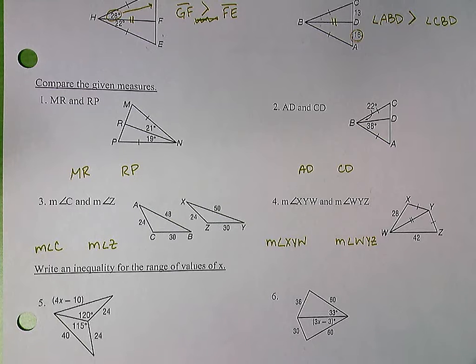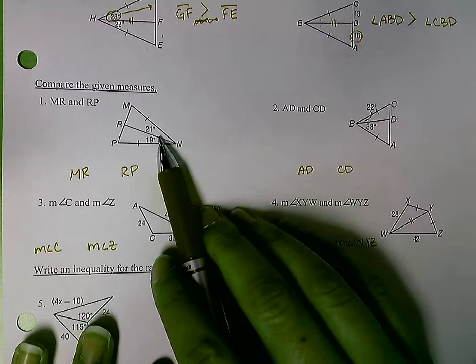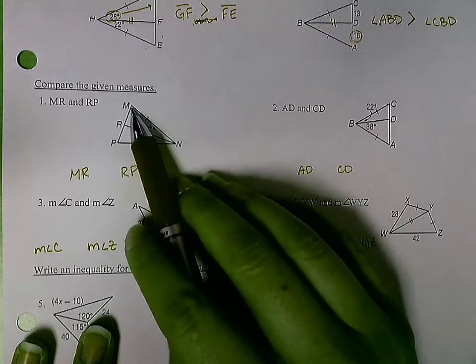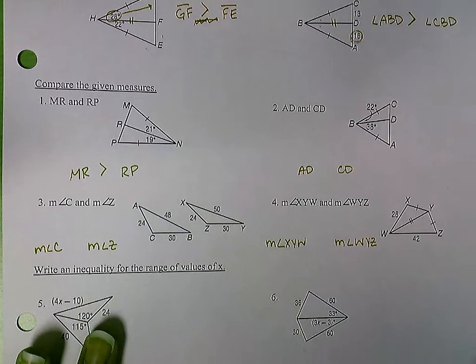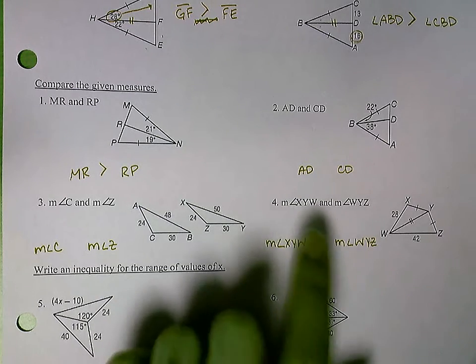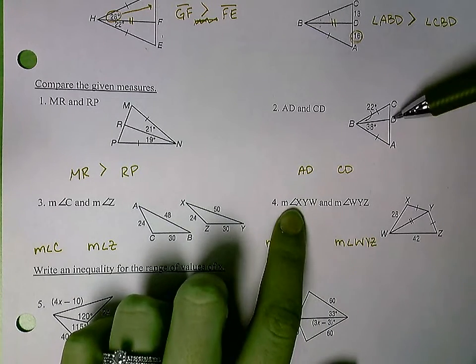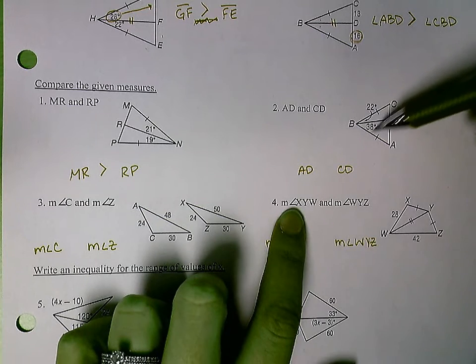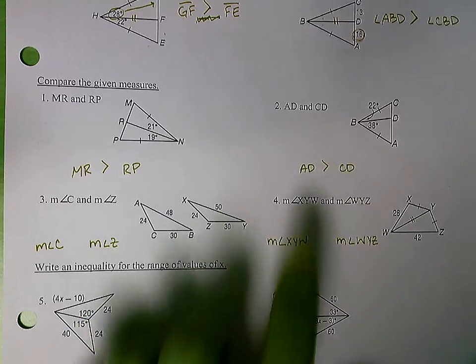All right, number 1, we're comparing side MR to RP. Since 21 degrees is your greater angle, that means side MR would have to be your greater side. Number 2, comparing AD to CD. Since 38 degrees is your greater angle, AD would have to be your greater side.